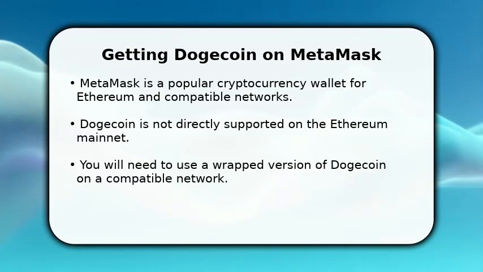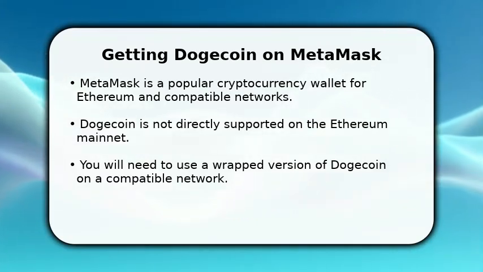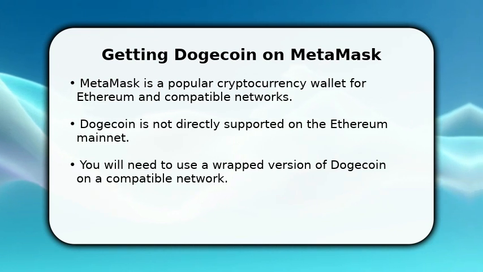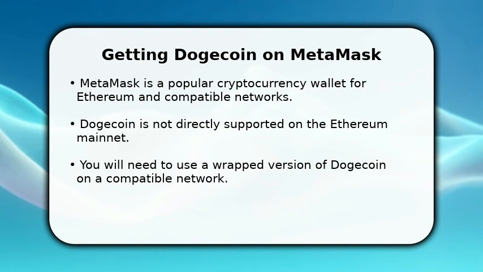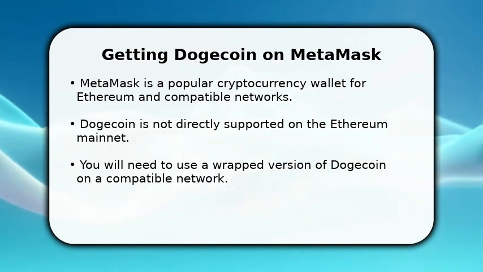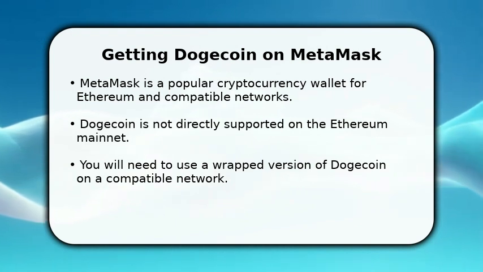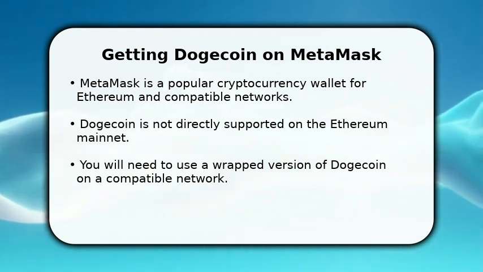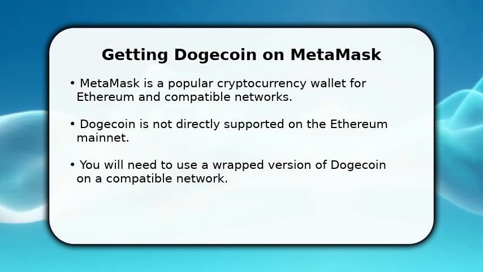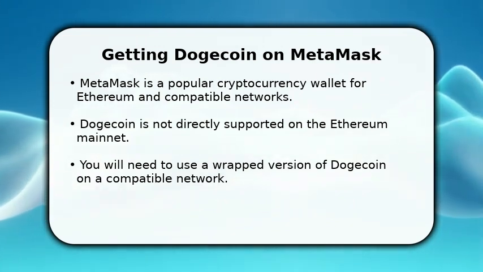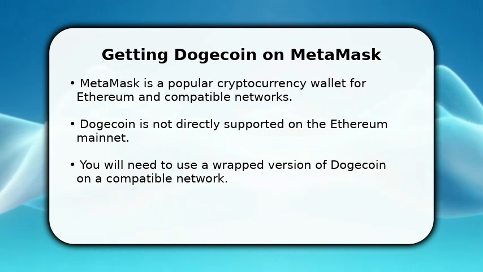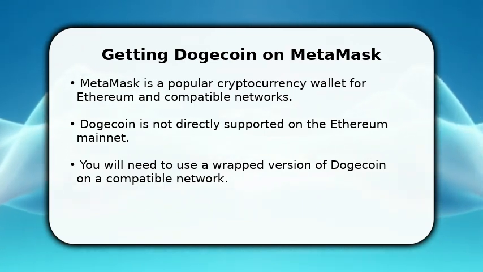In this video, I will explain how to get Dogecoin on MetaMask. While MetaMask is a fantastic wallet for many cryptocurrencies, Dogecoin isn't natively on the Ethereum mainnet. To see your Dogecoin in MetaMask, we'll use a wrapped version, typically on a compatible network like Binance Smart Chain. This step-by-step guide will walk you through adding the necessary network and then the specific token, ensuring you can manage your Dogecoin within your MetaMask wallet with ease.